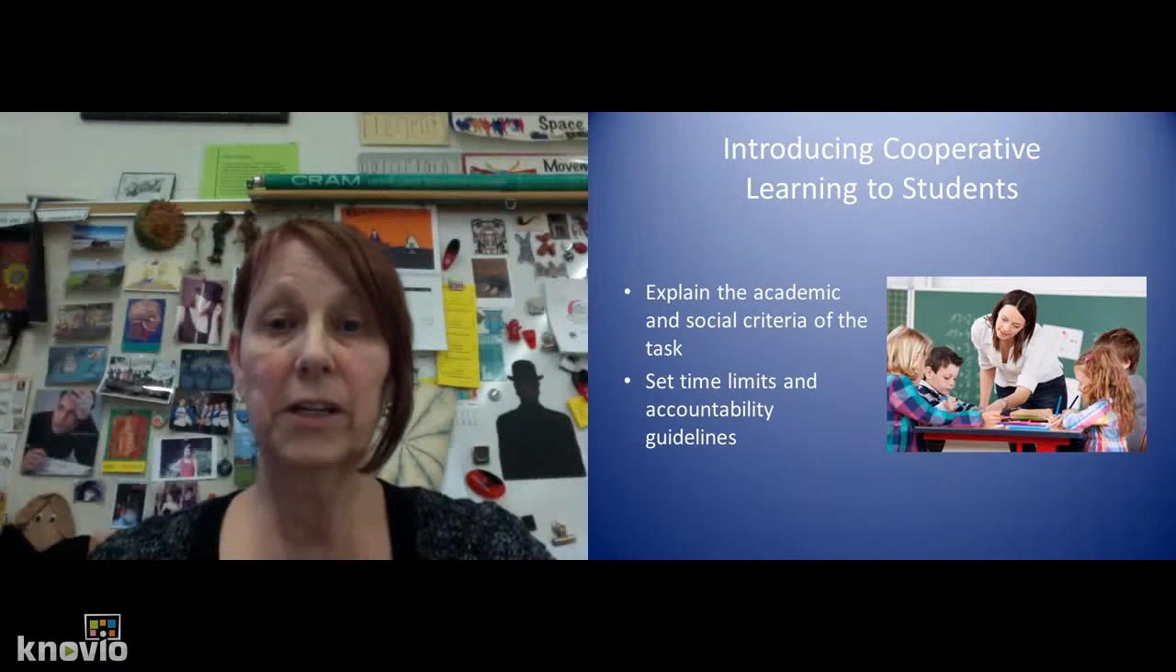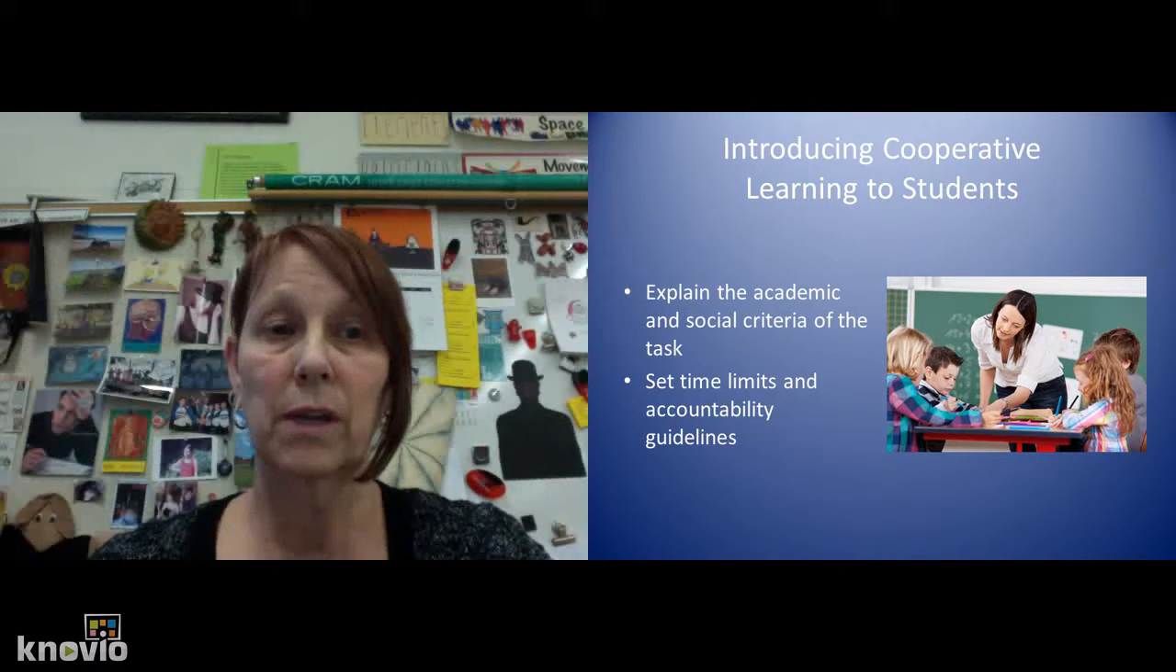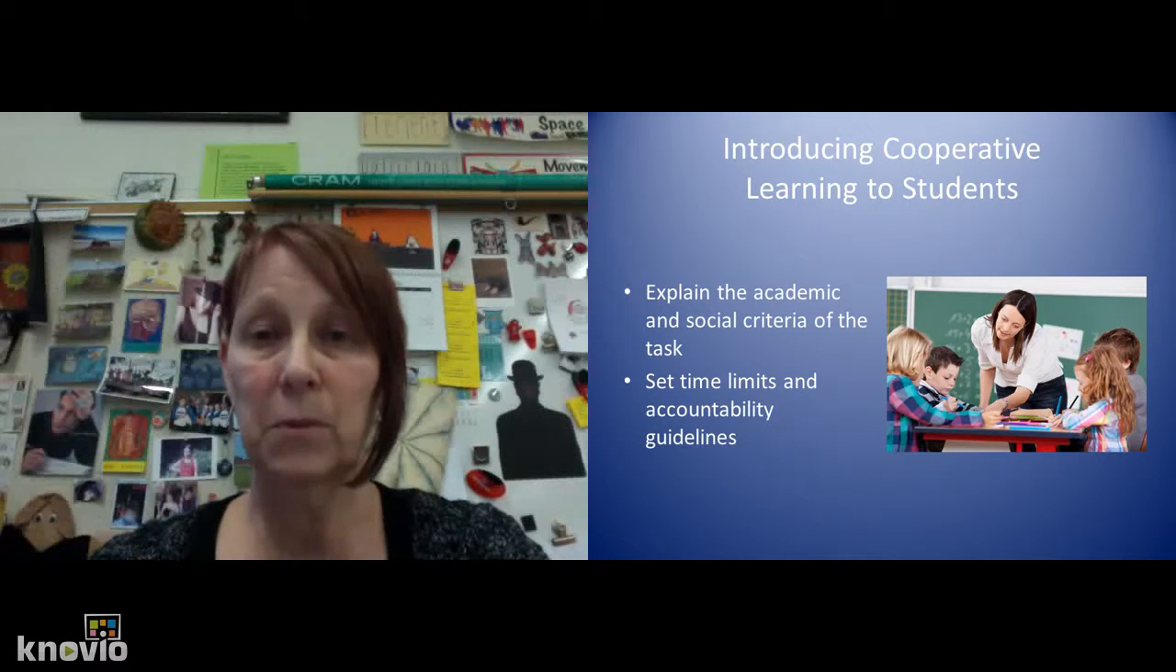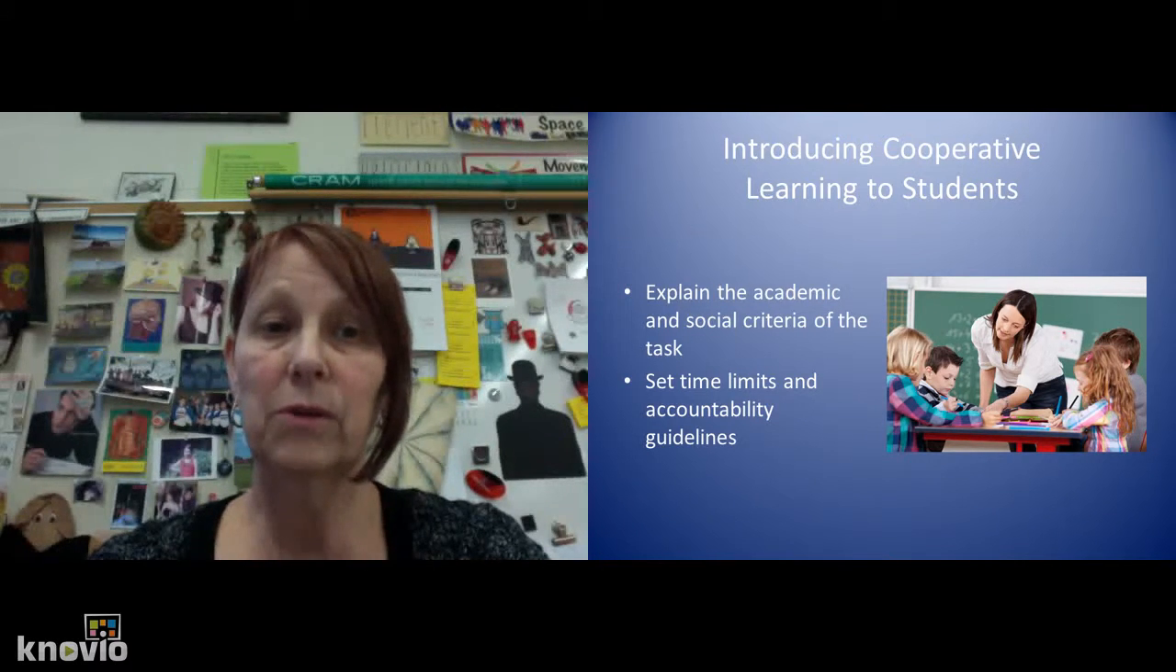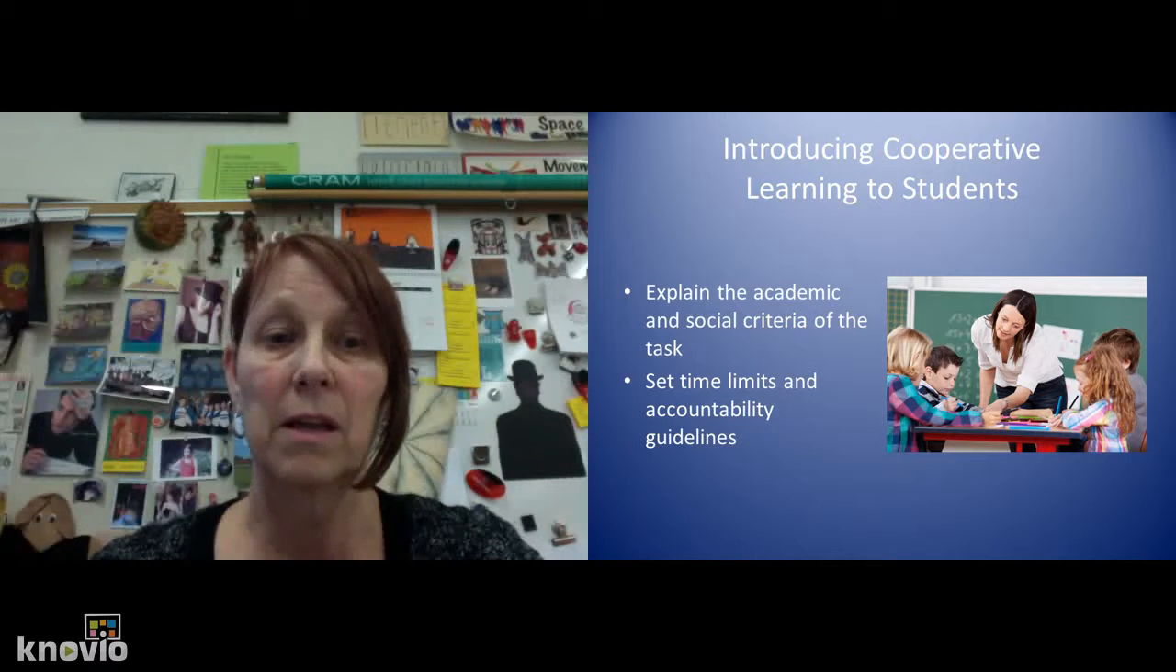Introducing cooperative learning to students. The teacher needs to make sure the students understand not only the academic goals of the group, but also the social goals. This means setting clear rules for working together, such as no arguing allowed, one speaker at a time, etc. The students should always understand how long they have to get the work done, and the teacher should give reminders as the time runs out, such as 5 minutes left, 2 minutes left, etc. The students must understand how they are being assessed, what the assessment will be based on, and what will be group and individual assessment.